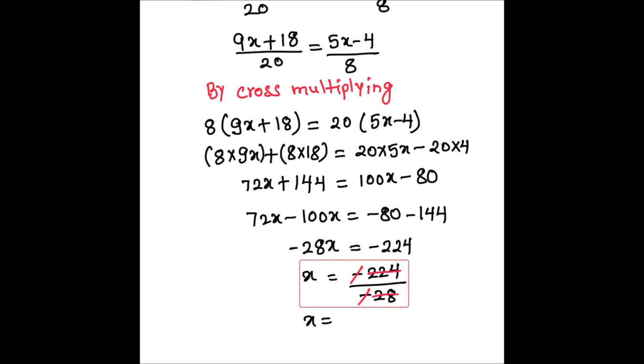So 4 times 7 is 28. 4 times 5 is 20, 2 is remainder. 4 times 6 is 24. We can simplify it further. 7 times 1 is 7 and 7 times 8 is 56. So the final value of x is 8.